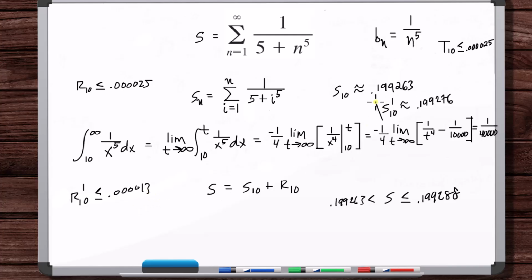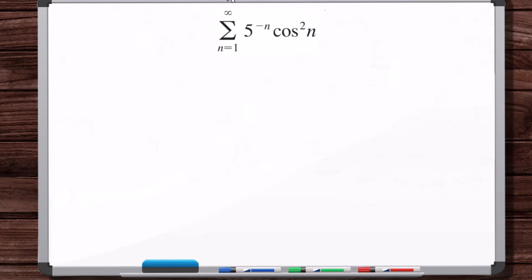Yeah, so there we go. So you can improve the estimate. Cool. Okay, let's work another problem.